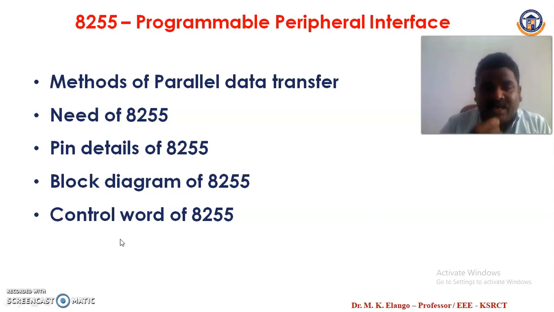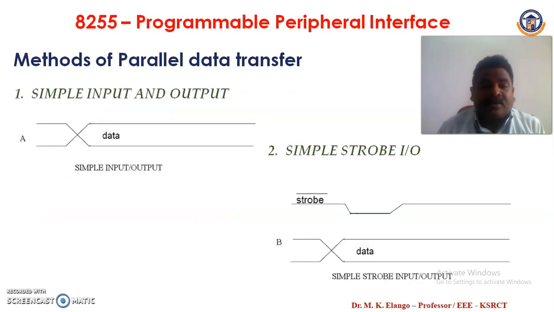From this class, I would like to explain the following. What are the methods of parallel data transfer? Need of 8255 IC, that is Programmable Peripheral Interfacing IC. What are the pin details of 8255, block diagram representation of 8255, and finally I would like to give the explanation of control word of 8255.